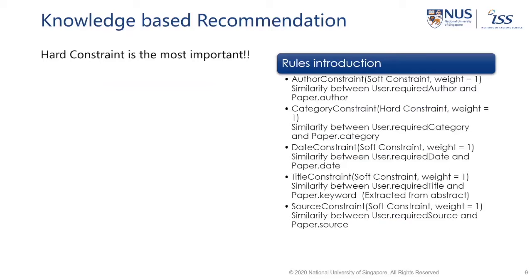Here's our constraint. In short, the system would calculate the similarity between 5 pairs of fields in the paper and the user, accumulating all similarity and choosing the paper with the highest score as the solution. There is one thing to note: the title constraint is calculated between the required title and keywords, which are extracted from the paper abstract in order to improve calculation efficiency.